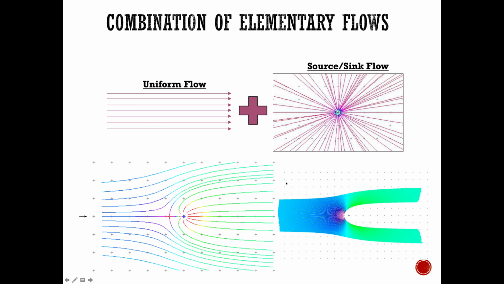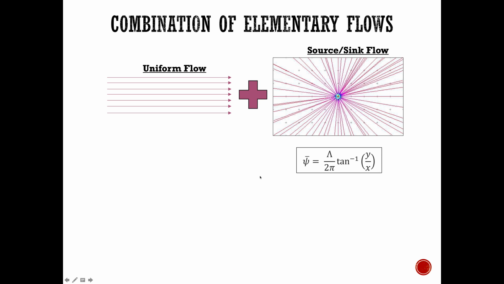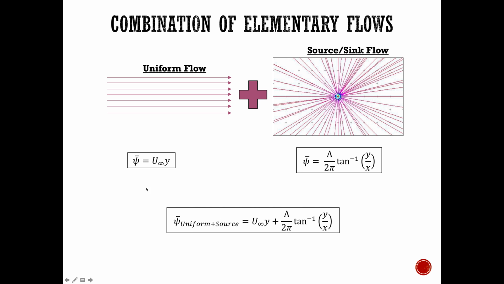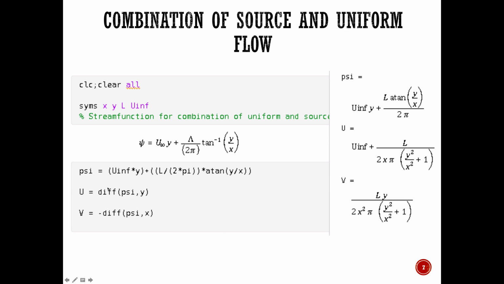So basically, we now have the stream function equation for uniform flow and the stream function equation for source-sink flow. We add them up, and since these are solutions of the Laplace equation, the addition will also be a solution of the Laplace equation. Then you differentiate with respect to x and y, and you actually get u and v. These are your velocity vector components in a flow field, which is pretty cool.